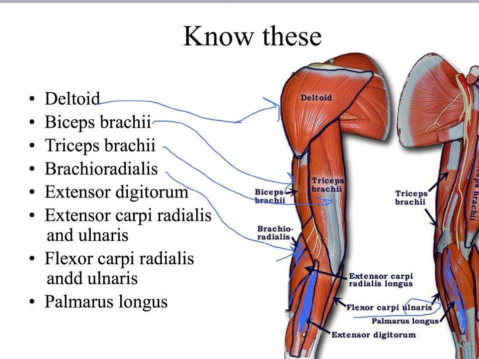So when you look for the radialis, it's going to your thumb. When you look for the ulnaris, it's going to your pinky. Same thing for the extensors. The extensors are going to be on the dorsum of your arm, on the back of your arm. The flexors are going to be on the ventrum, the under part of your arm.